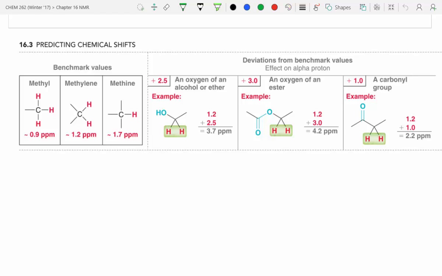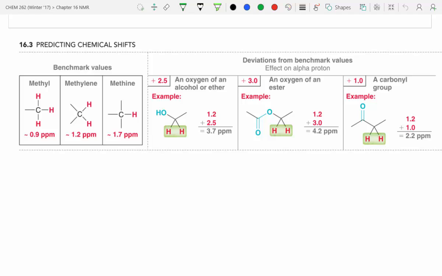So the next thing he says is, well, oxygens are super duper electronegative. So if you've got an oxygen attached to that carbon, you have to add 2.5 ppm to that value. For example, if you've got this secondary carbon right here, the benchmark value is 1.2, right? And then you add in 2.5, that means these protons will now show up at about 3.7 ppm.